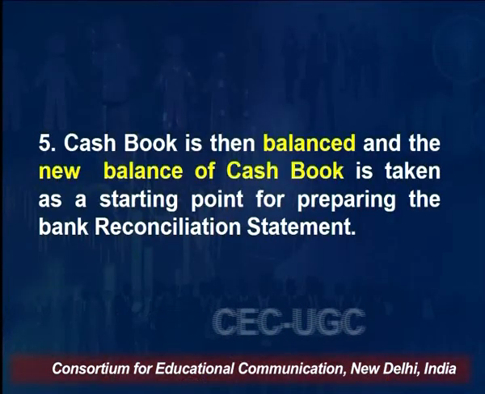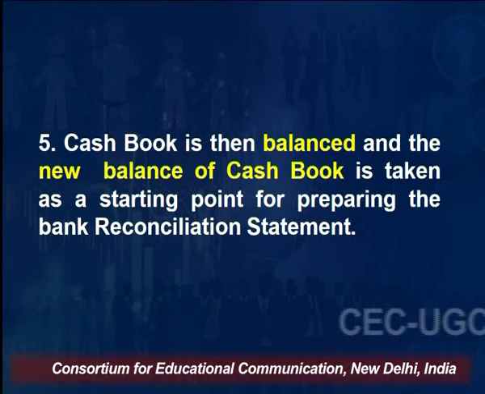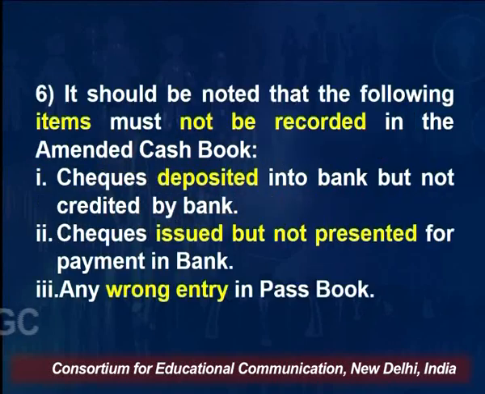And there are certain items for which bank has debited our account, like interest charge or debit made by the bank for the bank charges and commission, direct payment made by bank on our behalf for the insurance premium, check sent for collection but dishonored by the bank. So all these items will be recorded in the amended cash book. Then finally this cash book will be balanced, and the new balance of the cash book is taken as a starting point for preparing bank reconciliation statement. We will prepare the bank reconciliation statement with this new balance.